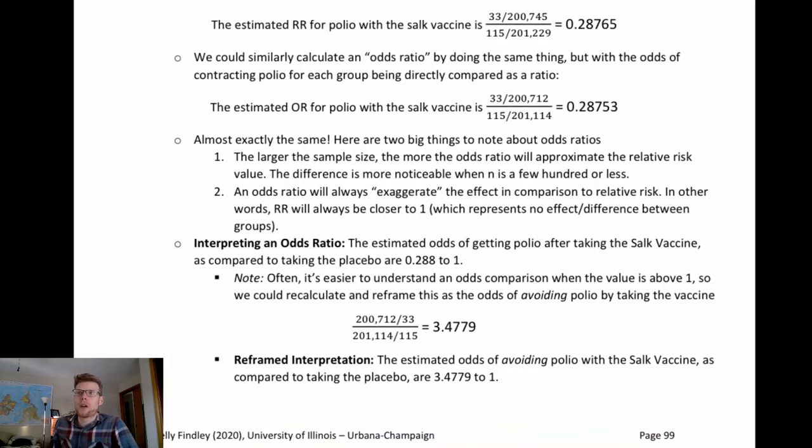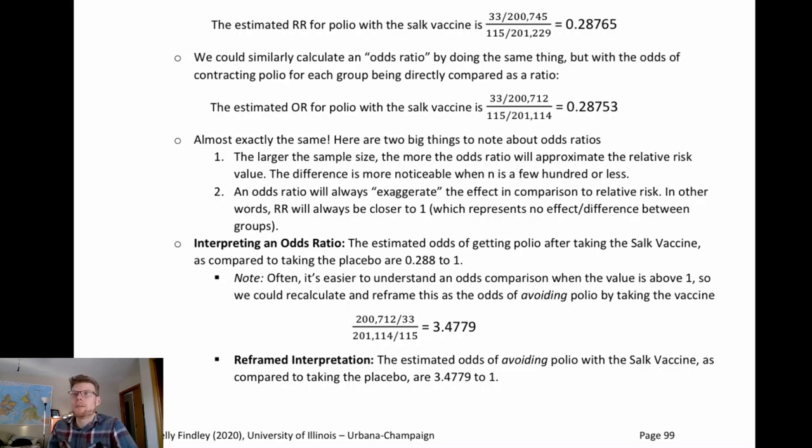So in interpreting an odds ratio, we're going to do kind of the same thing here, except that instead of saying the estimated risk, we're going to say the estimated odds of getting polio after taking the Salk vaccine as compared to taking the placebo are 0.288 to 1. Again, I'm just rounding there, 0.28753 to 1. So notice that the framing is just that I'm using the word odds, and more commonly with odds, we might use this form of some number to some number, something to 1. Whereas in relative risk, we might say it's this number times the risk of the other.